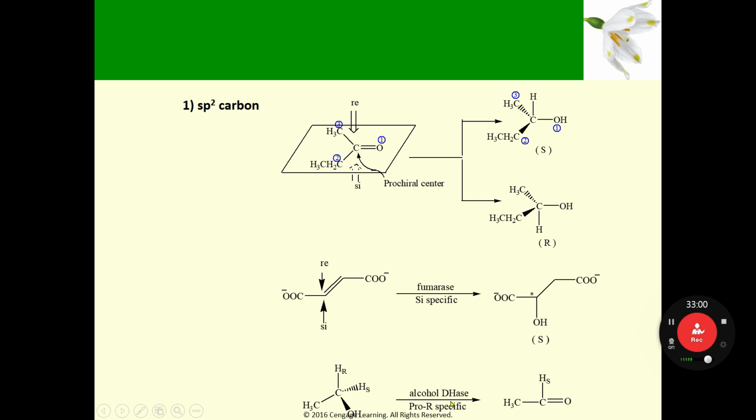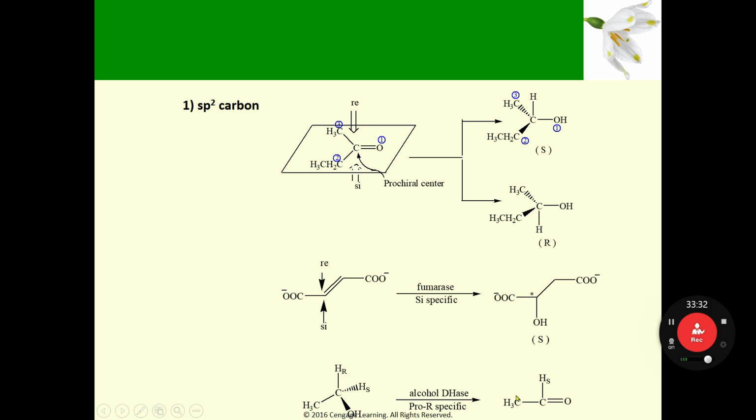Alcohol dehydrogenase is an enzyme. It's stereospecific. If alcohol dehydrogenase can distinguish these two hydrogens, if it can remove only the pro-R hydrogen, then the pro-S hydrogen will be left, and you will have this aldehyde as a product if it is pro-R specific. If it is pro-S specific, you will remove HS, and then HR will be left.